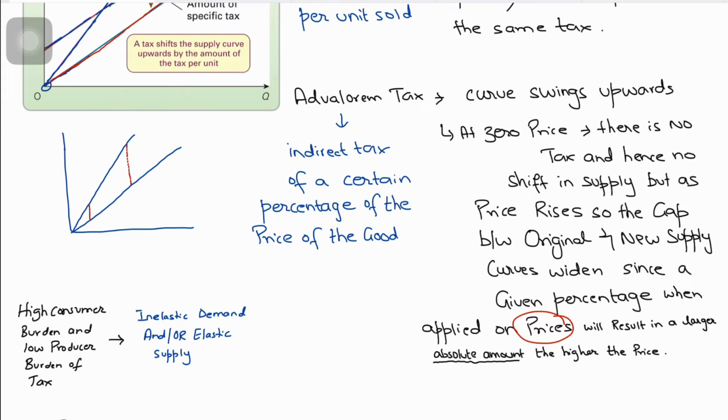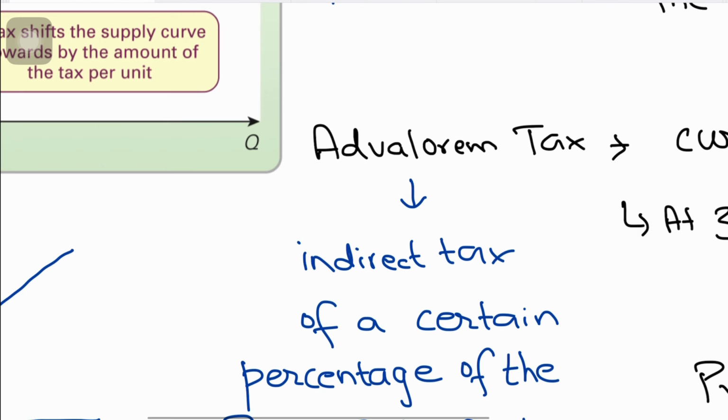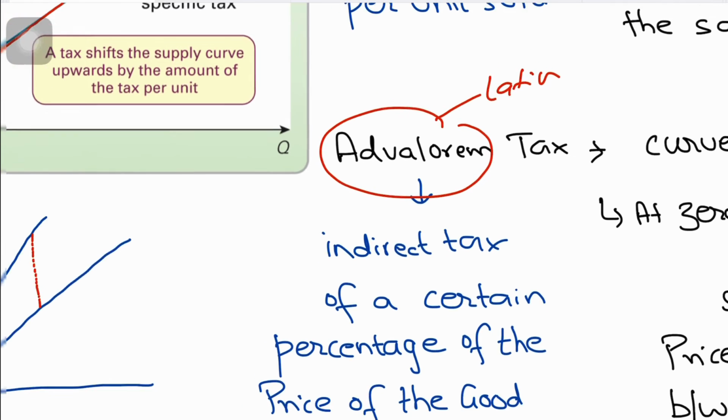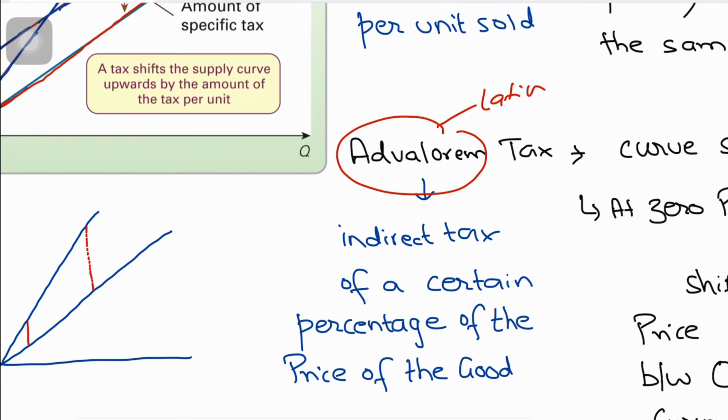And so basically, this word ad valorem comes from a Latin word that means according to value, right? According to value. So the ad valorem tax is calculated based on the value of the item that is being taxed, right?